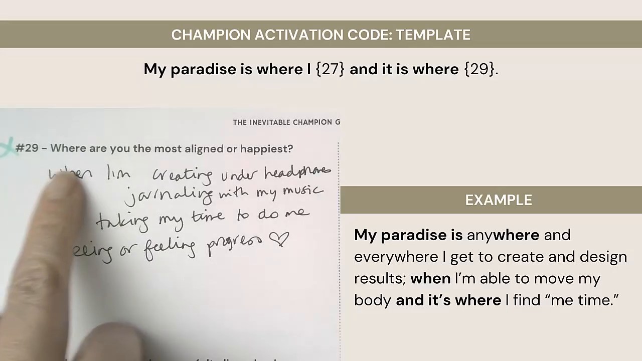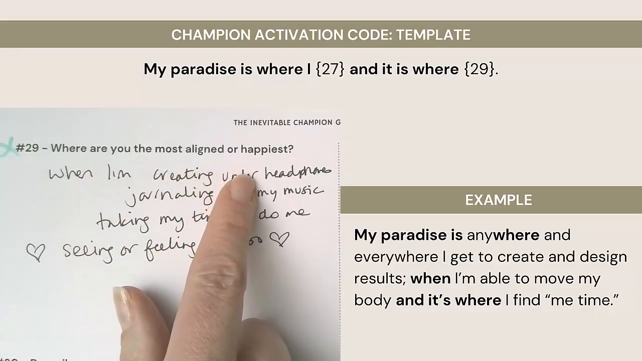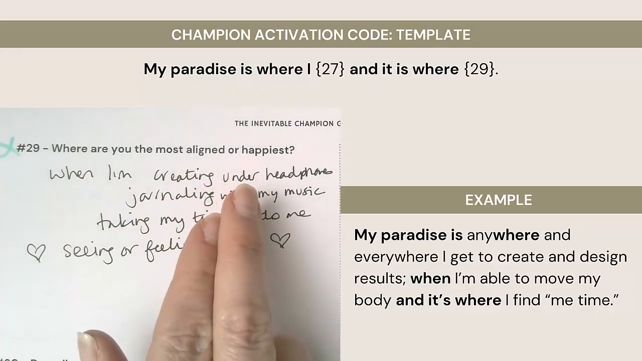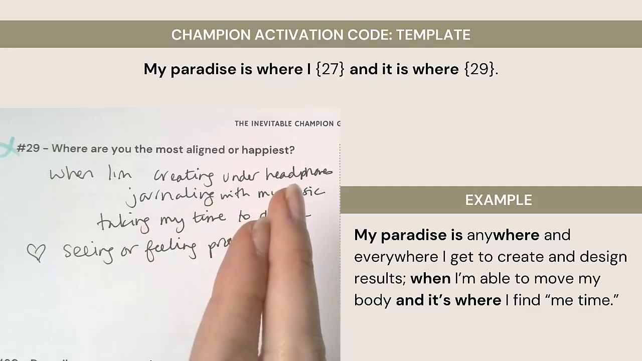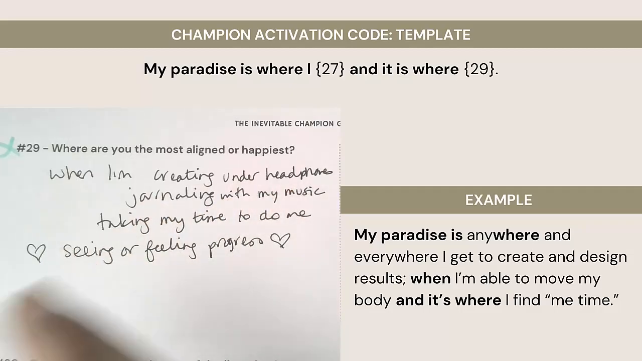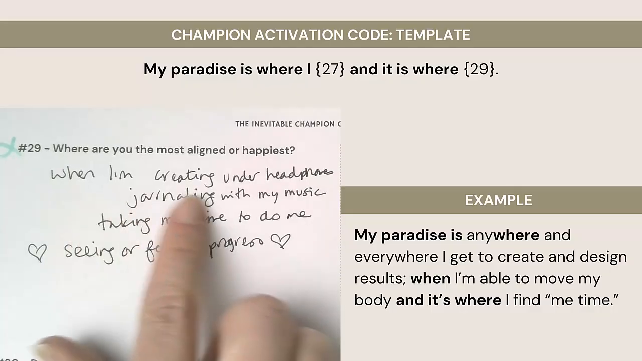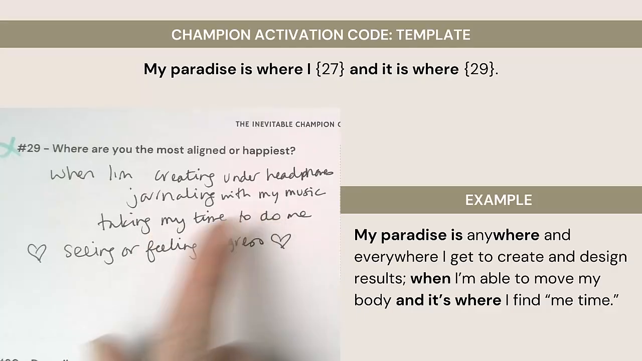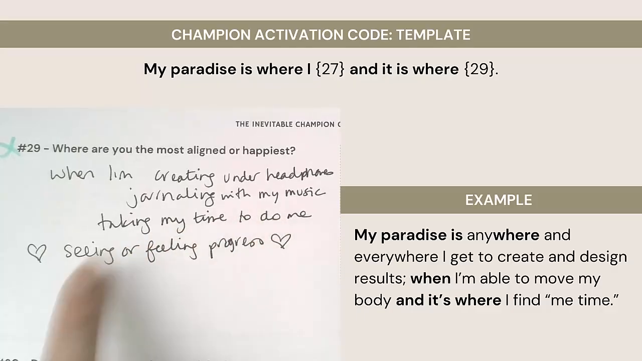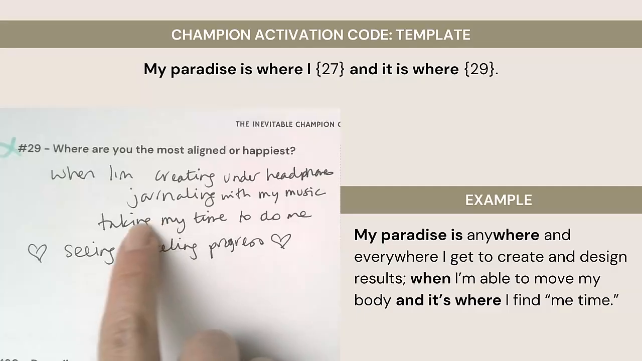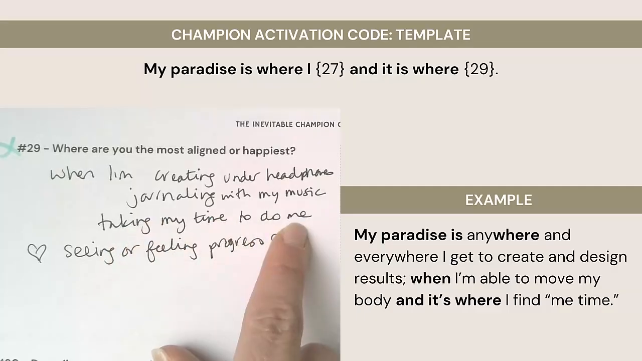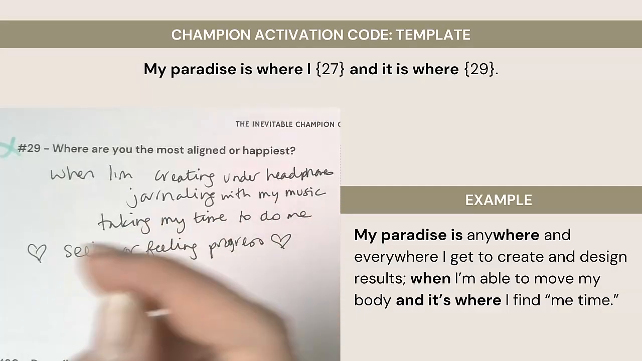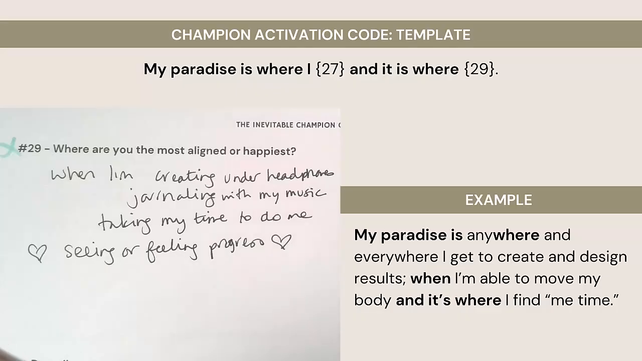Number 29, where are you the most aligned or happiest? This is another one of those questions that blurs between a physical location and a state of mind or activities that you might be doing that bring you into a state of flow or peaceful happiness. So for myself, I said when I'm creating under headphones, journaling with my music, taking my time to do me, seeing or feeling progress. So this thing about taking my time to do me, that is where I ended up pulling that idea. It's where I find me time.